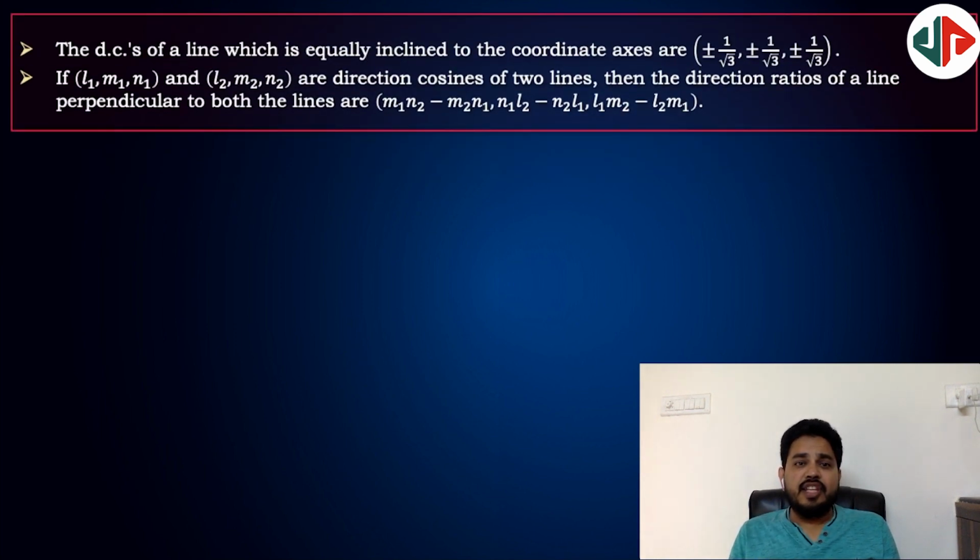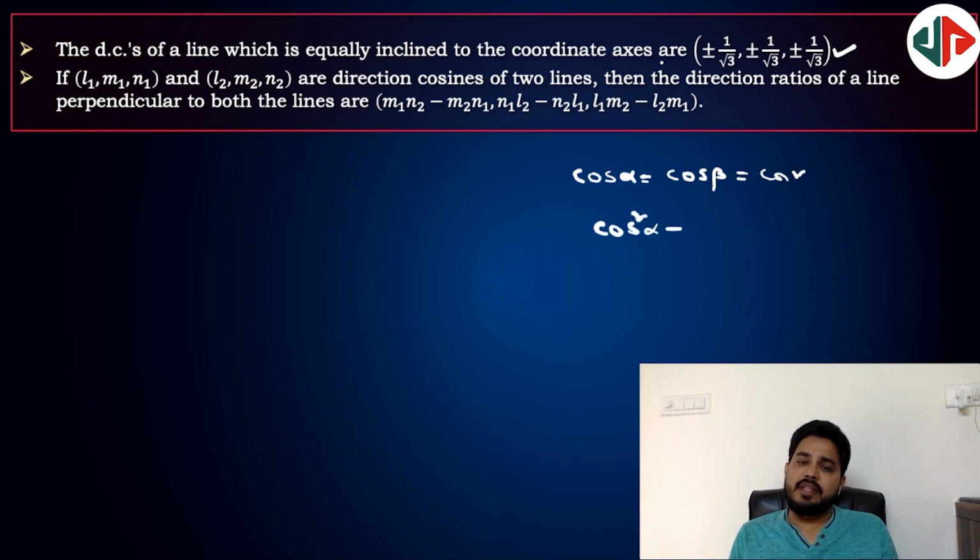A line which is equally inclined to the coordinate axes. Why? Means cos alpha is equal to cos beta is equal to cos gamma. Now, cos square alpha plus cos square beta plus cos square gamma is equal to 1. So cos square alpha is equal to 1 by 3. So we will be taking this one.